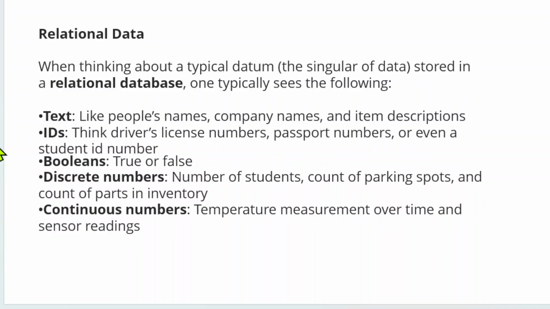Okay, relational data is when we're talking about typical datum, which, believe me, is the singular for data. Data itself is a plural word. Stored in a relational database, one thinks of the following: text, like people's names, IDs, think of driver's license, passport numbers, or even your student ID number. Booleans, true and false. Discrete numbers, number of students, and continuous numbers, temperature, measurement over time, that kind of stuff. So that's what sits in relational data. I want you to think of stuff that can be stored in a two-dimensional format. So you have two dimensions and they store your relational data, much like an Excel file.